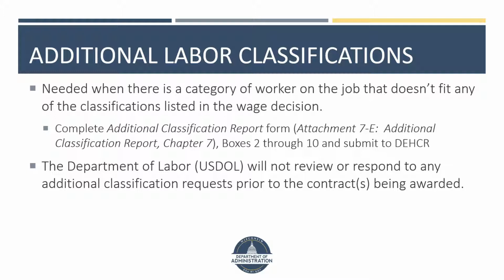HUD reviews and submits to DOL. DOL reviews and makes the determination. Then DOL informs HUD. HUD contacts Decker. Decker contacts the Labor Standards Officer, and the Labor Standards Officer informs the contractor. As you can see, this can be a lengthy process. Please also be aware, DOL will not review or respond to any requests for additional classifications until a contract is awarded.